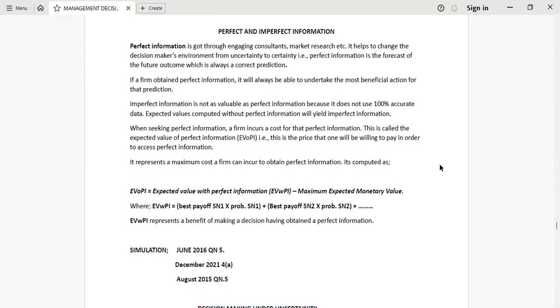Let's say you have done some research on a given kind of topic that you wanted to look at. The information that you are going to be getting is what we call the perfect information, because it is information that has been researched and it can help you to make correct decisions.